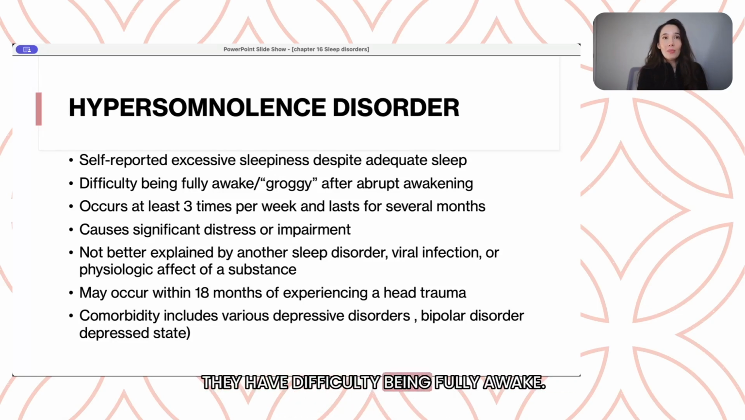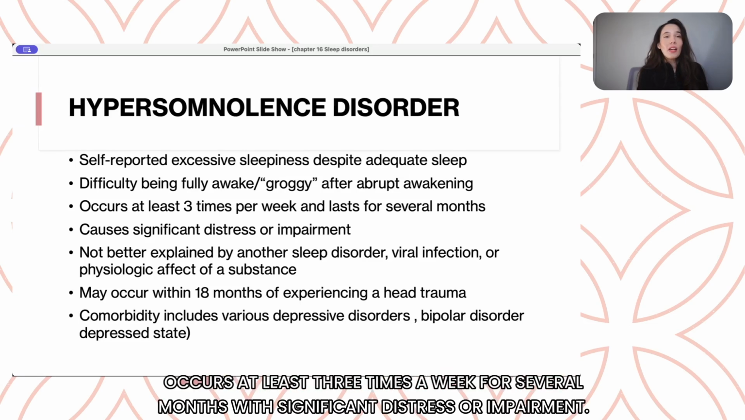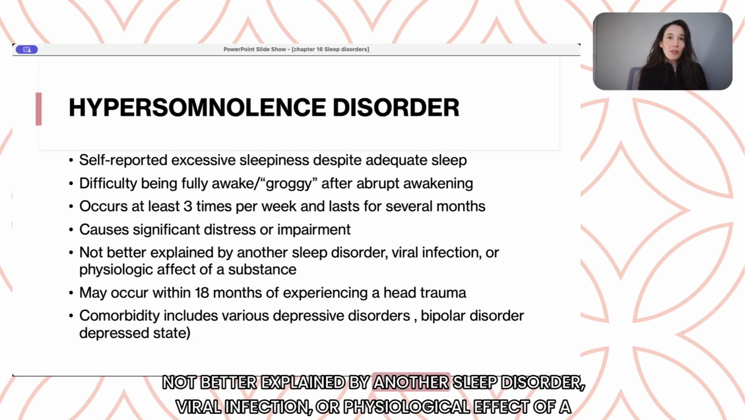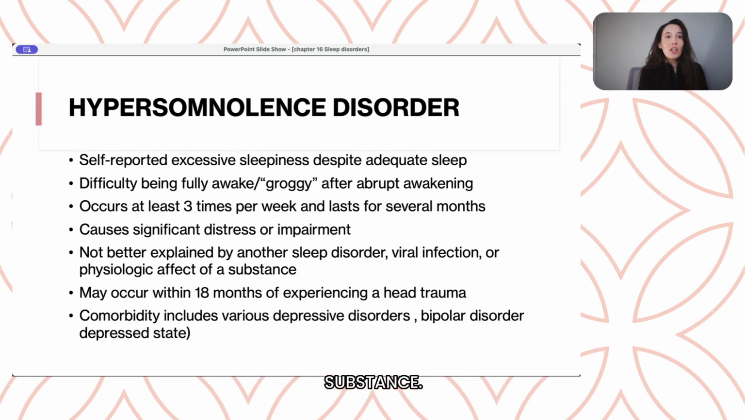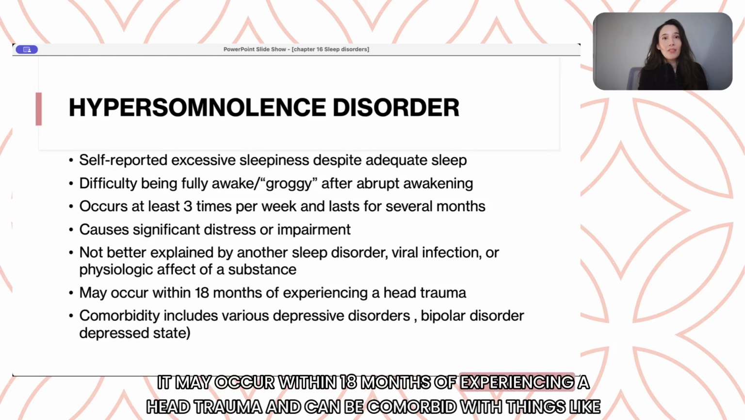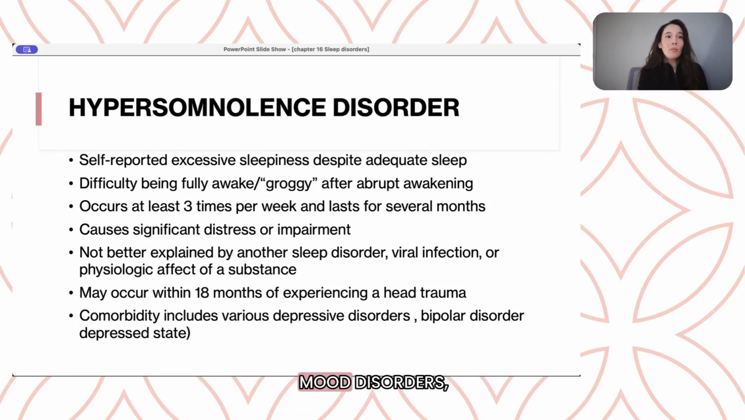They have difficulty being fully awake. They feel groggy after abrupt awakening. It occurs at least 3 times a week for several months with significant distress or impairment, not better explained by another sleep disorder, viral infection, or physiological effect of a substance. It may occur within 18 months of experiencing a head trauma and can be comorbid with things like mood disorders.